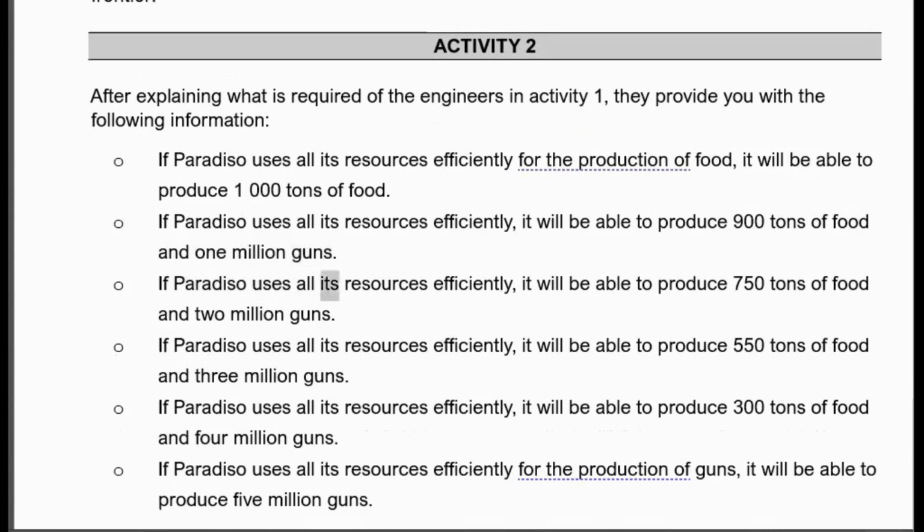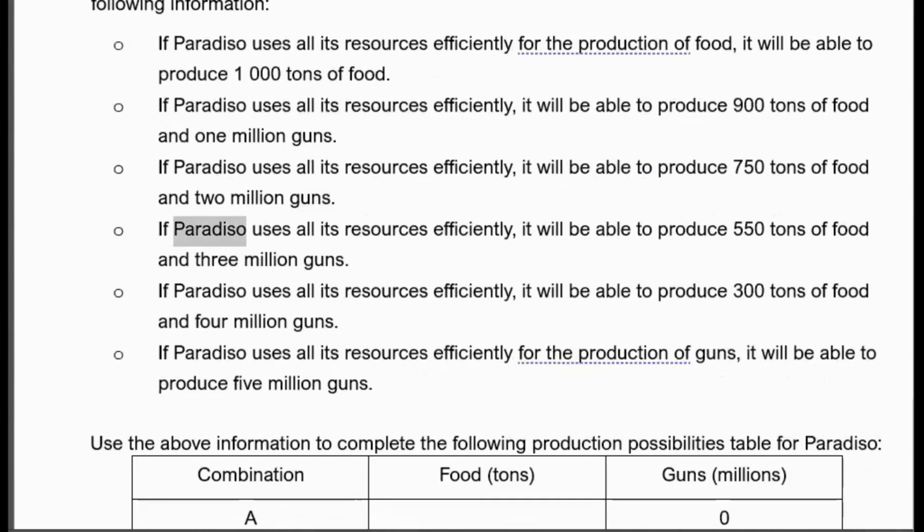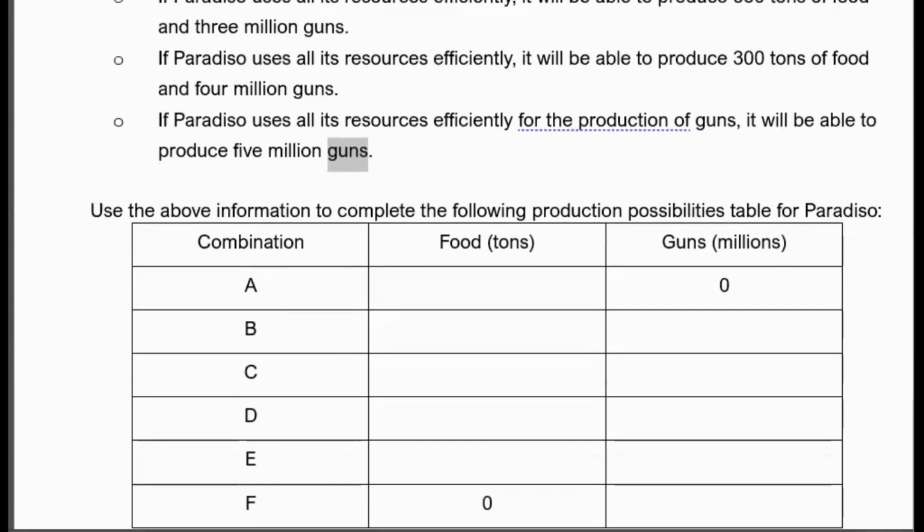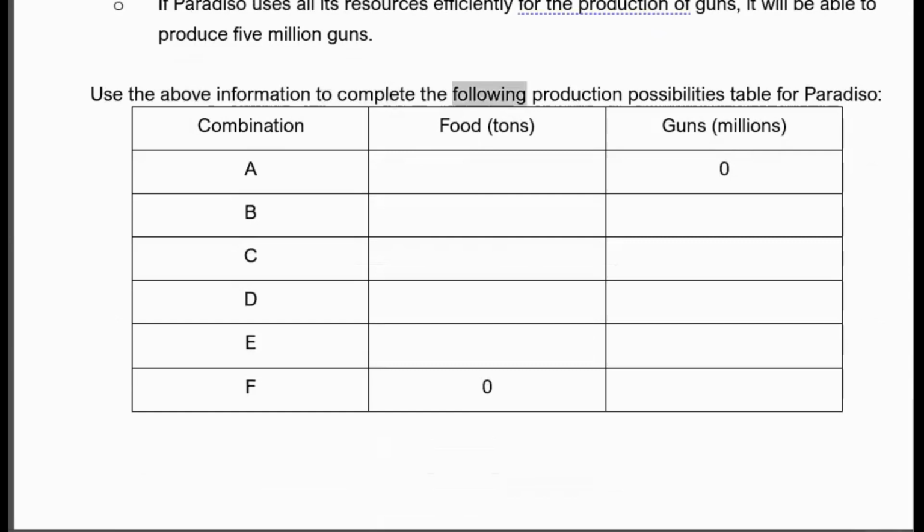If Paradiso uses all its resources efficiently, it will be able to produce 750 tons of food and 2 million guns. If Paradiso uses all its resources efficiently, it will be able to produce 550 tons of food and 3 million guns. If Paradiso uses all its resources efficiently, it will be able to produce 300 tons of food and 4 million guns. If Paradiso uses all its resources efficiently for the production of guns, it will be able to produce 5 million guns. Use the above information to complete the following production possibilities table for Paradiso.